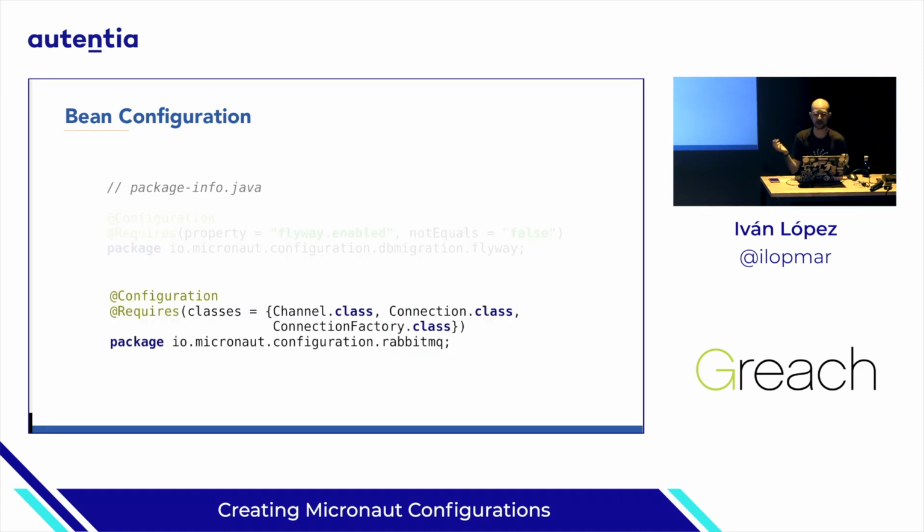And in this other example, it's the same, but from the RabbitMQ configuration. And in this case, you need those three classes, channel, connection, and connection factory, to be present to create any RabbitMQ bean.